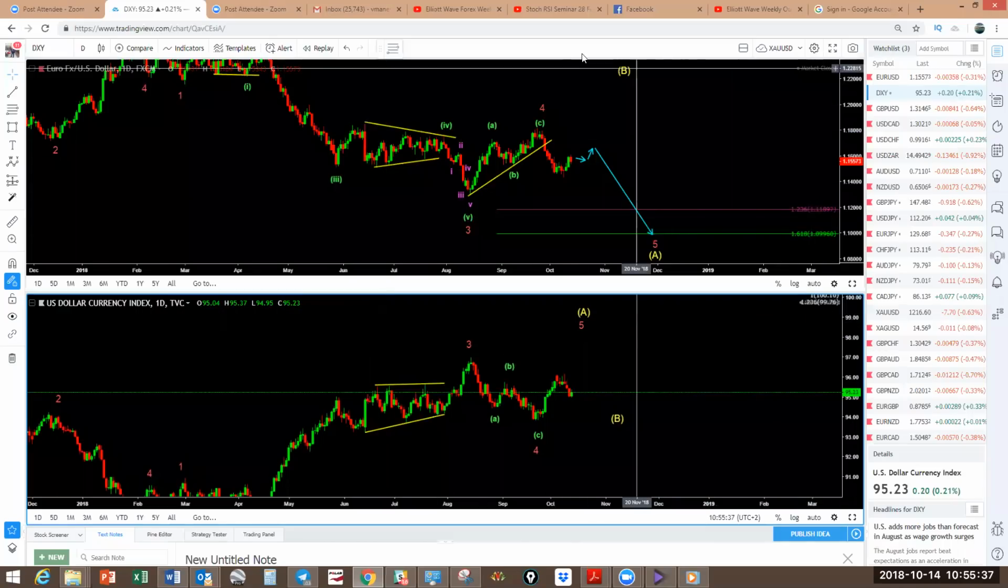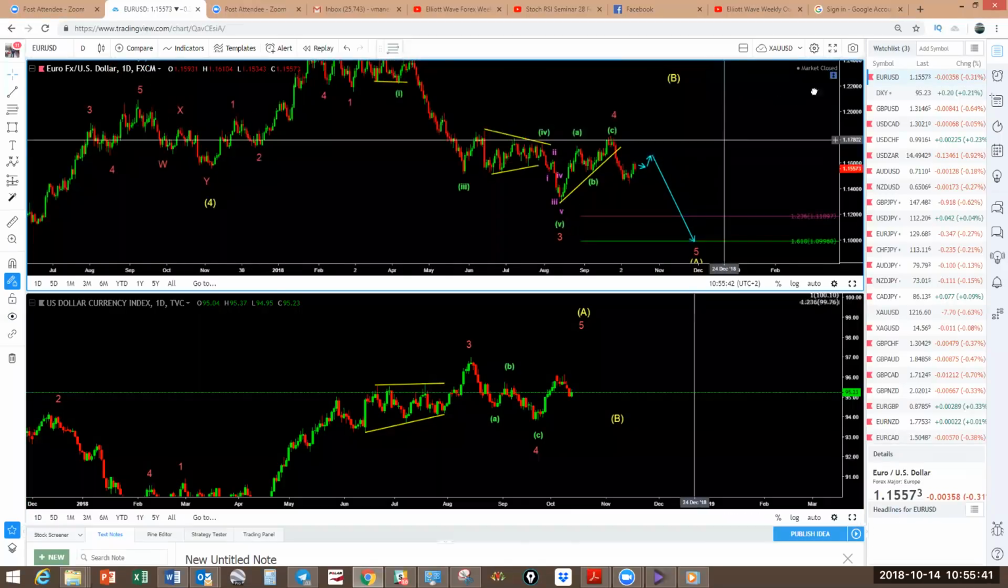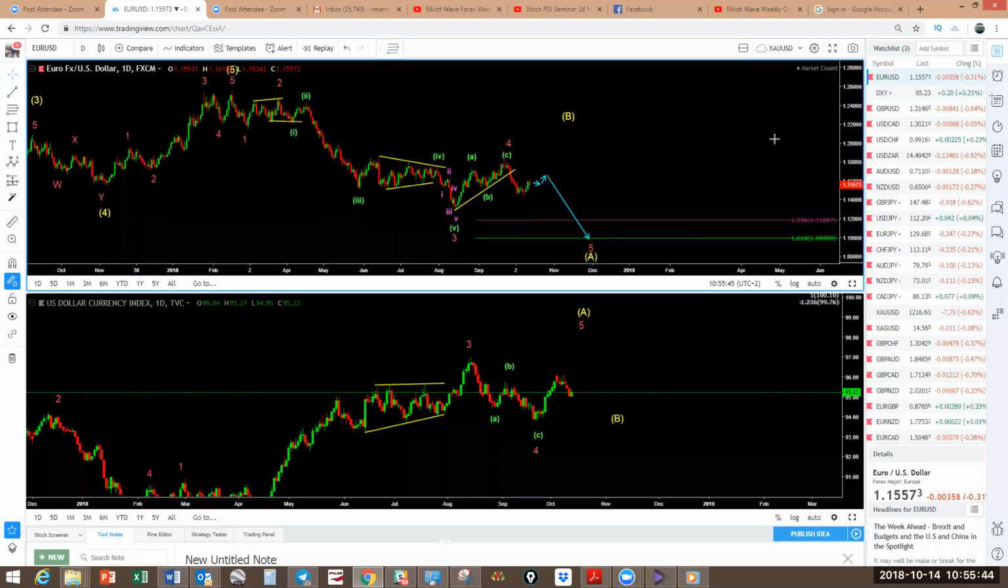So from the top here, let's look at Euro US dollar. I don't have the full chart here. Let me see if I can bring the whole string in one screen.